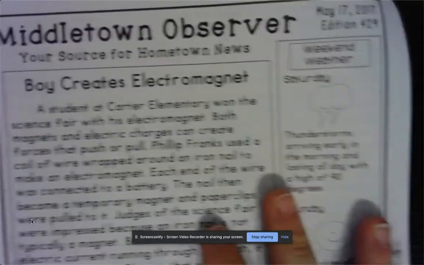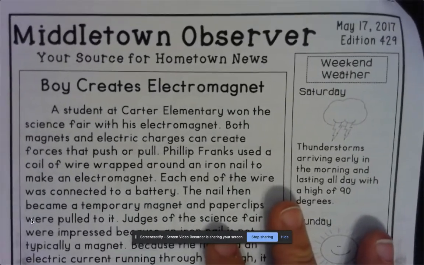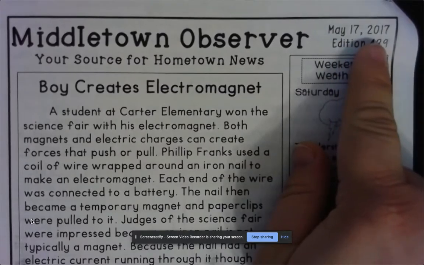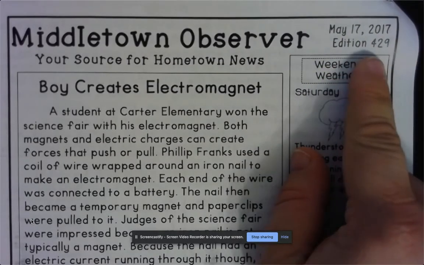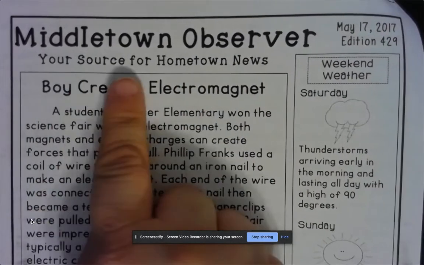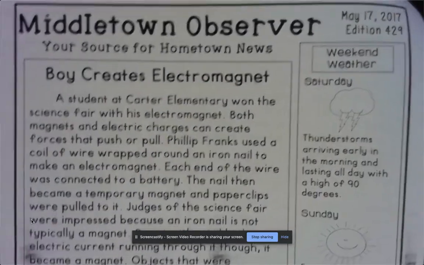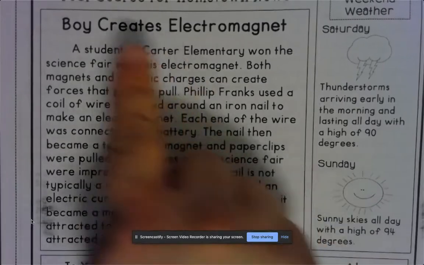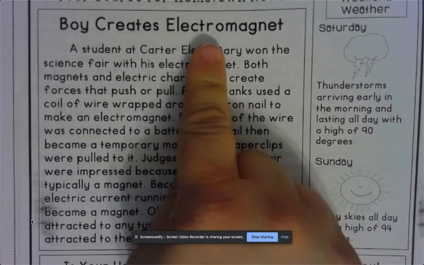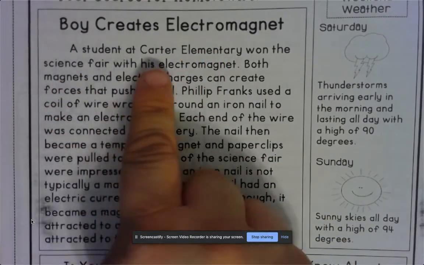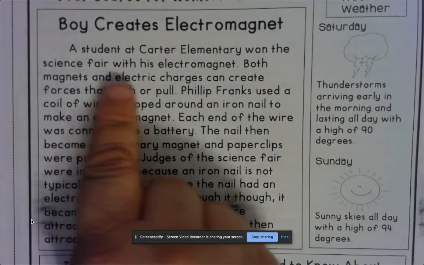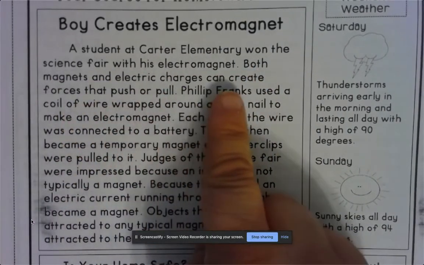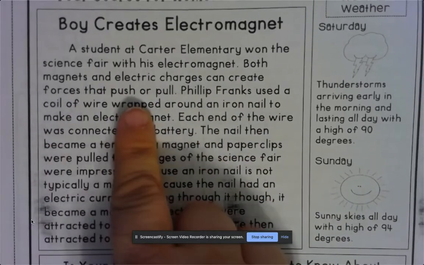On the back, we have another article. It's called the Middletown Observer, May 17th, 2017, edition 429, your source for hometown news. So let's focus on this first one that says, Boy Creates Electromagnet. A student at Carter Elementary won the science fair with his electromagnet. Both magnets and electric charges can create forces that push or pull.